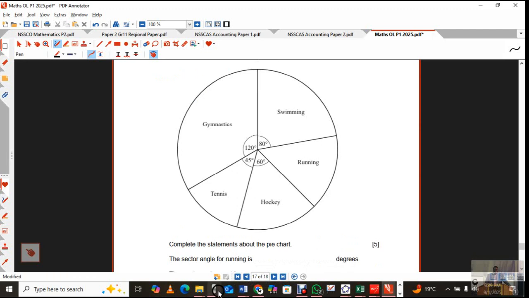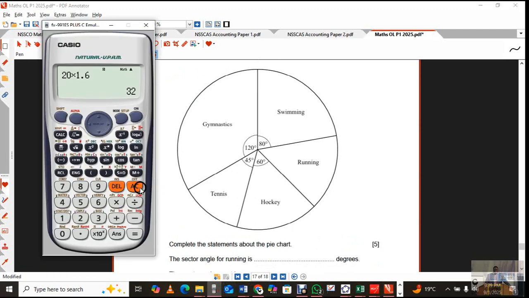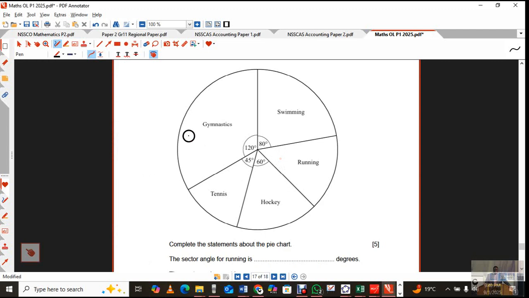Right, before you read anything, I would like to find that missing value. Now remember, everything is supposed to add up to 360. So you can subtract minus 80, minus 120, minus 45, minus 60 from 360, or add them and subtract the total from 360, the same thing. Hit enter, that's 55. So this missing one is 55 degrees.